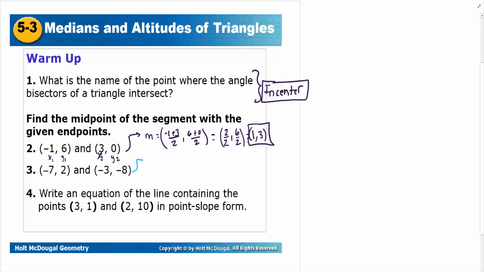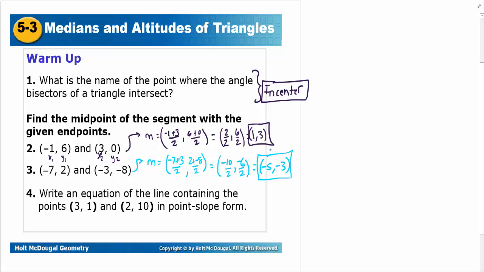Number 3, we're going to do the exact same thing. We're going to find the average of the x's and the average of the y's. So -7 plus -3 over 2, and then 2 plus -8 over 2. So we get -10 over 2 and -6 over 2. So divide those, you simplify it out, you get -5. -6 over 2 is -3, and there's your second midpoint for number 3.